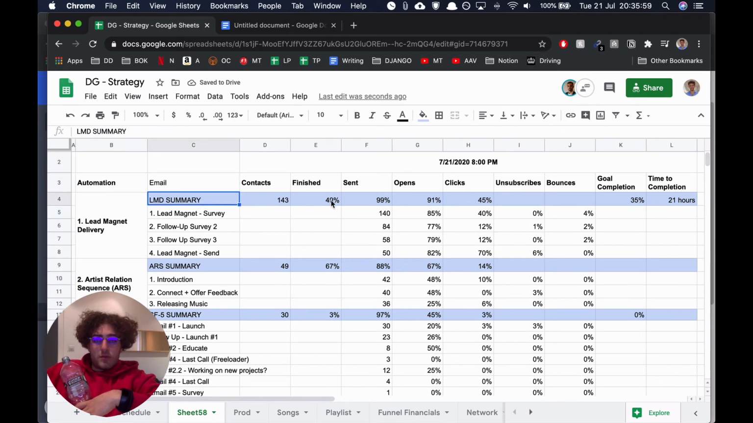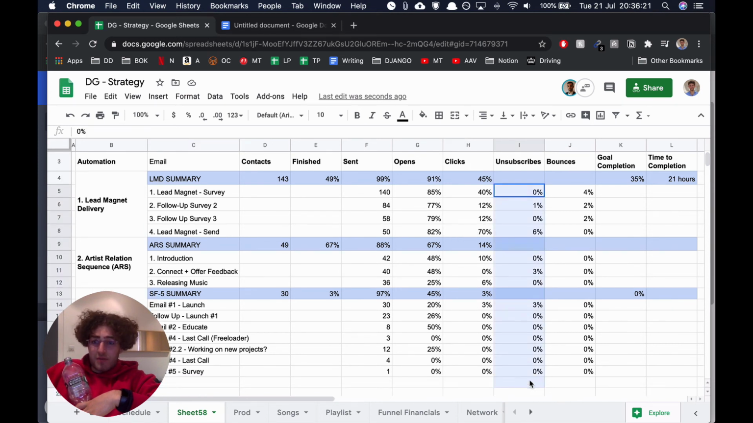So these are the open rates on the email, pretty decent, 91%. The click rate should be higher. This is the survey, so only 40% are clicking through to the survey. Follow-ups, not really getting great traction. Of the actual lead magnet, only 70% are clicking on it to get their beats. Unsubscribes are very low generally, which is, I suppose, a good thing. But open rates, especially around here, are awful.